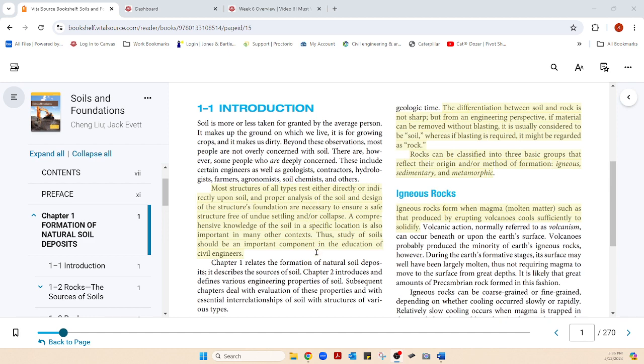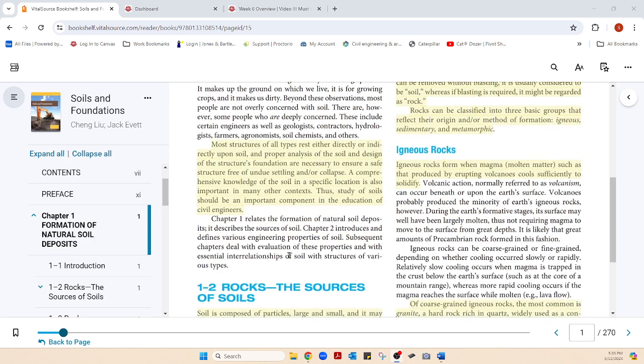A comprehensive knowledge of soil in a specific location is important. The study of soils should be an important component in the education of civil engineers, for instance. We need to know about soils. Why is it important? It's because that's what everything sits on. We're the first level of construction on most projects.